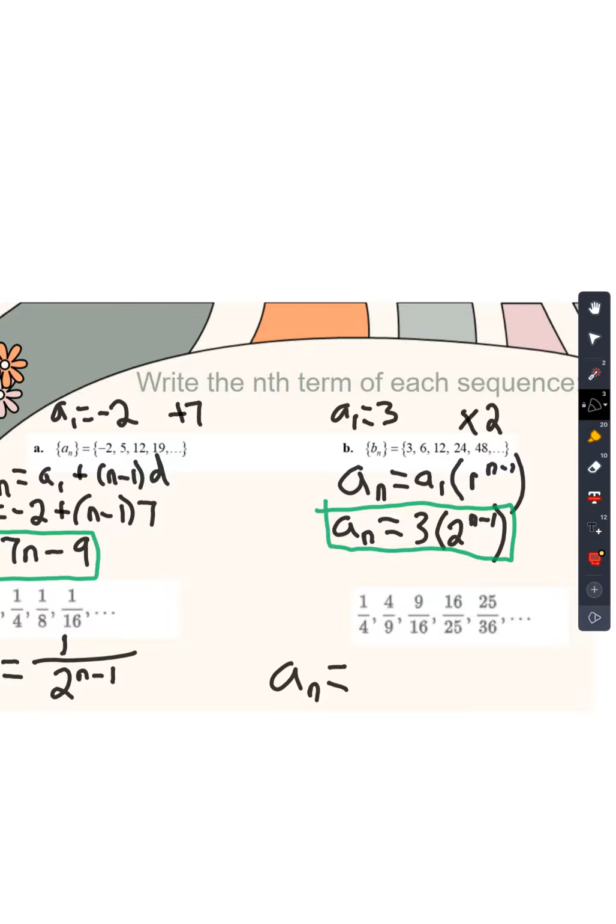And so then we just decide where we're starting. On my first term, I have a 1. Well, 1 squared is 1. On my second term, I have a 4. Well, 2 squared is 4. So notice that whatever term we're on, which again is n, I am just squaring that. So that's going to be my top.